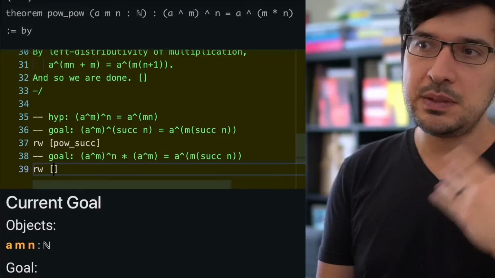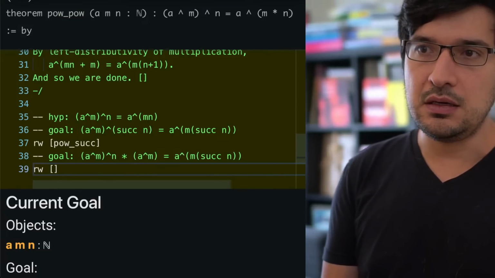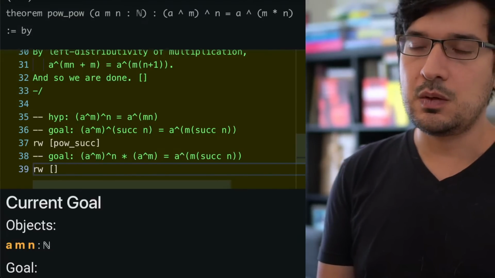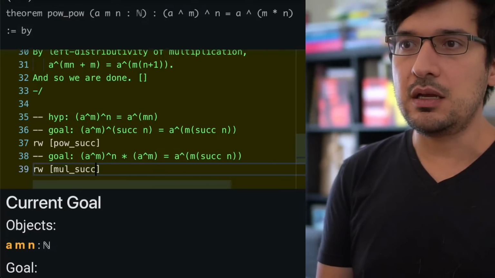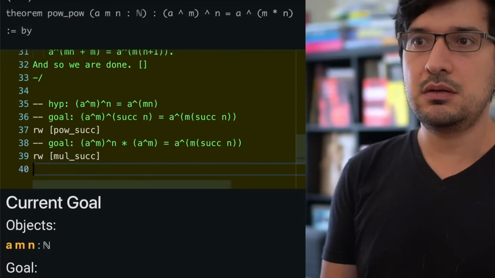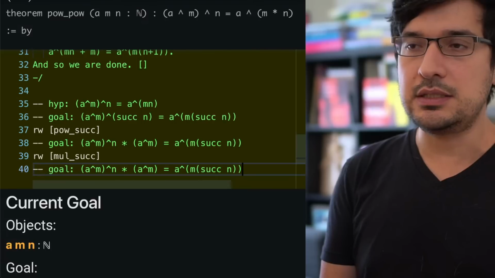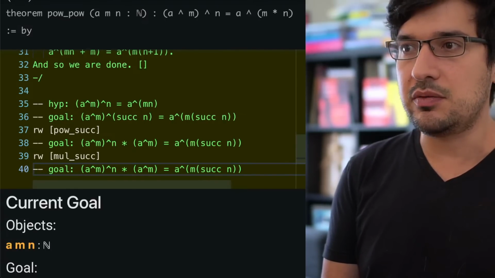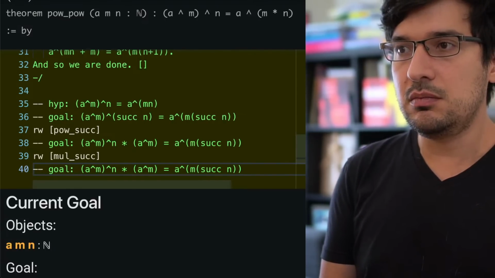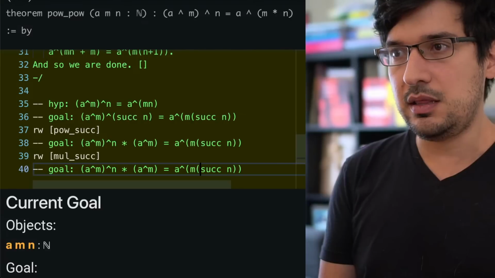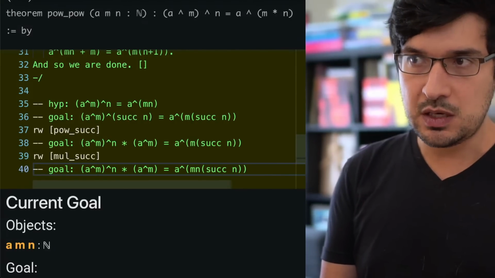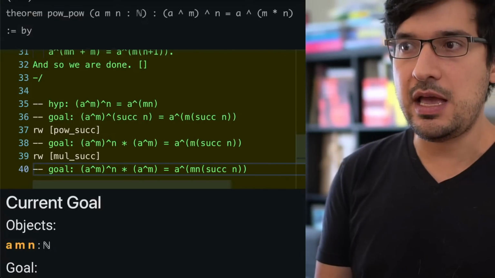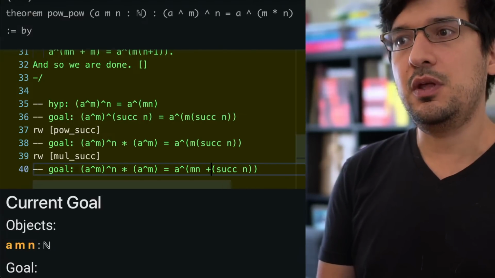So I'm going to rewrite the right-hand side of this line with multiplication by a successor. That's what I would expect it to be called. I don't have these memorized. I just think that that's what it's going to be called. So we're replacing m times suc n with mn plus m.